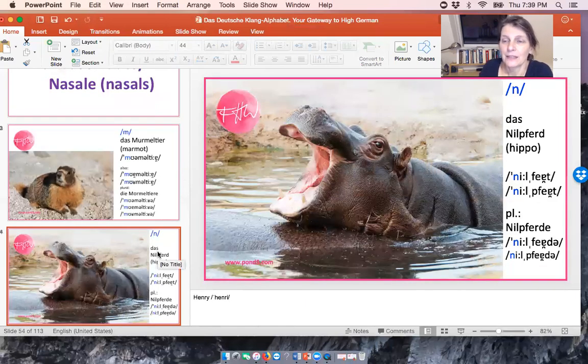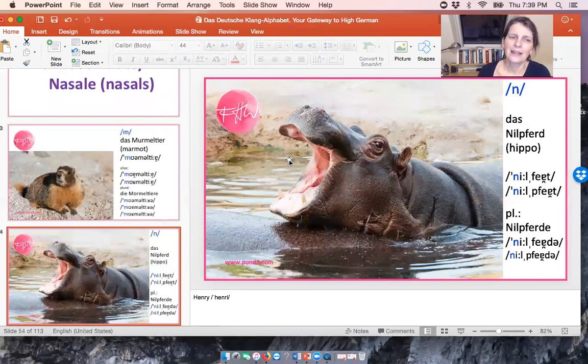Then we have the hippopotamus in German representing the N sound. Nilpferd, das Nilpferd. Here's an interesting little note. Nasals in English are more sonorant. You hum them more. Mom. In German, they're not as sonorant and they're not as long.